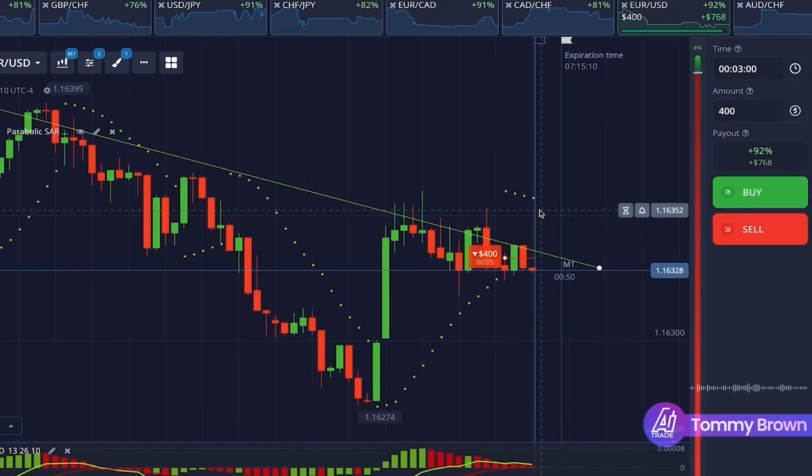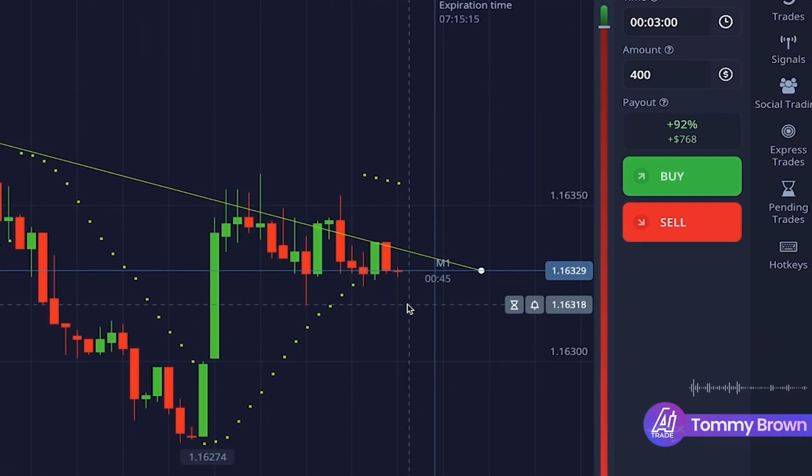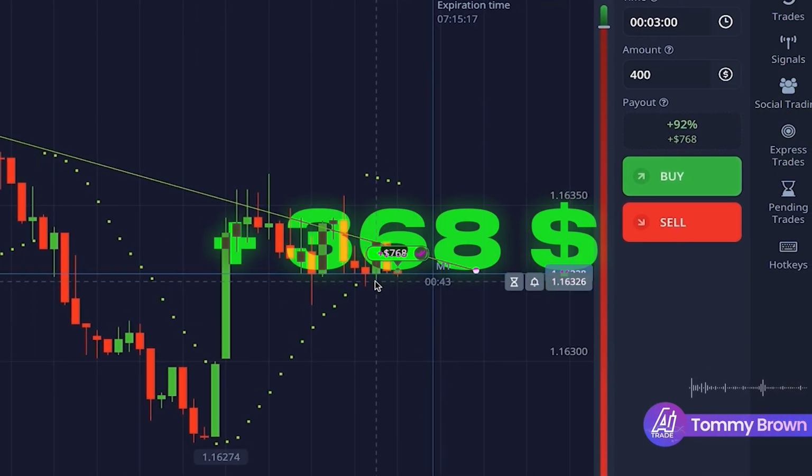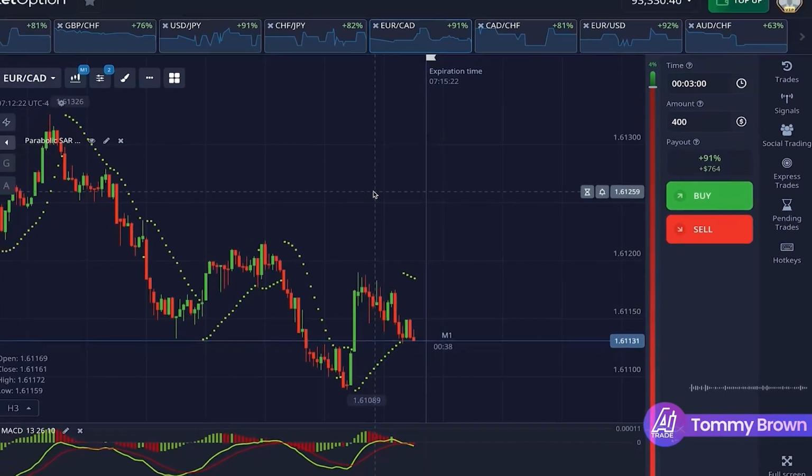There are 5 seconds left until the trade closes. 4, 3, 2, 1, and the trade closes with a confident profit. That's plus $368 to our balance. Let's move on to the next trade.